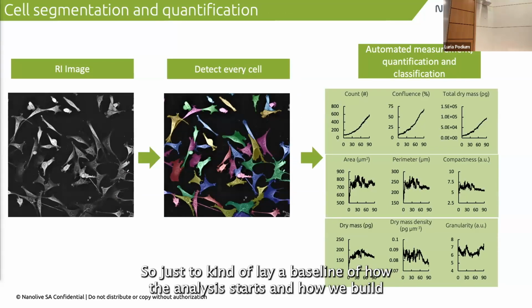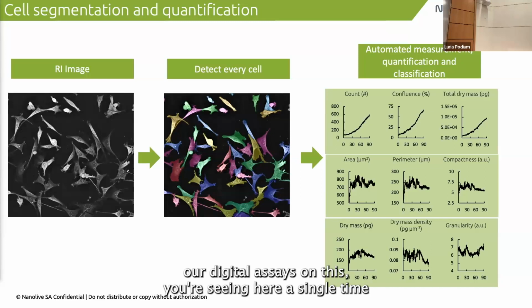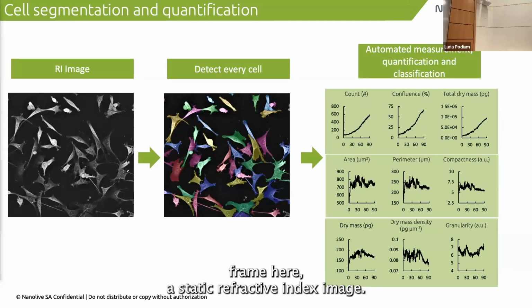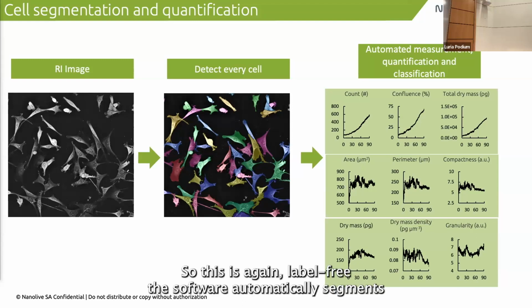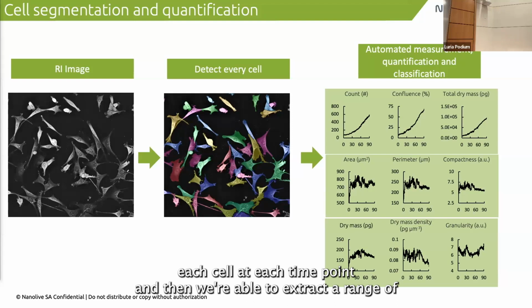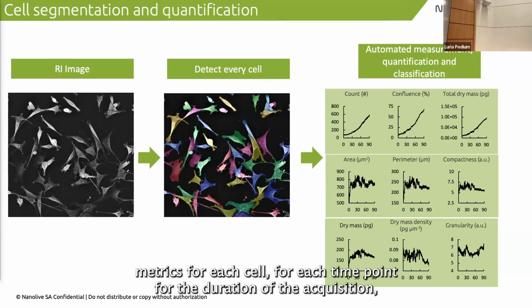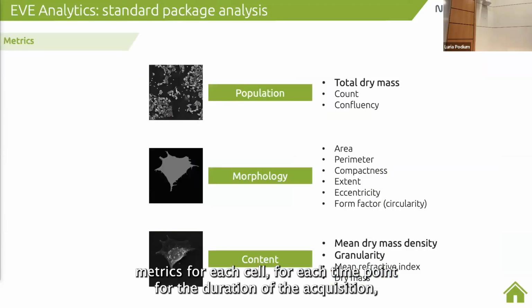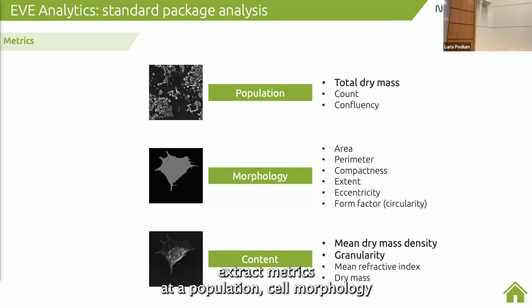So just to lay a baseline of how the analysis starts and how we build our digital assays on this, you're seeing here a single time frame of a static refractive index image. So this is again label-free. The software automatically segments each cell at each time point, and then we're able to extract a range of metrics for each cell for each time point for the duration of the acquisition. So we extract metrics at a population level, a morphology level, and down to that subcellular content level.